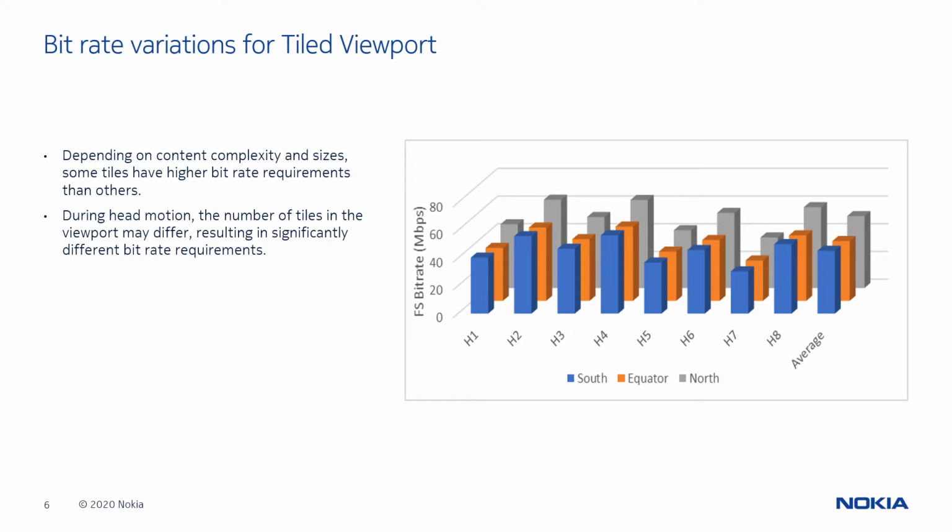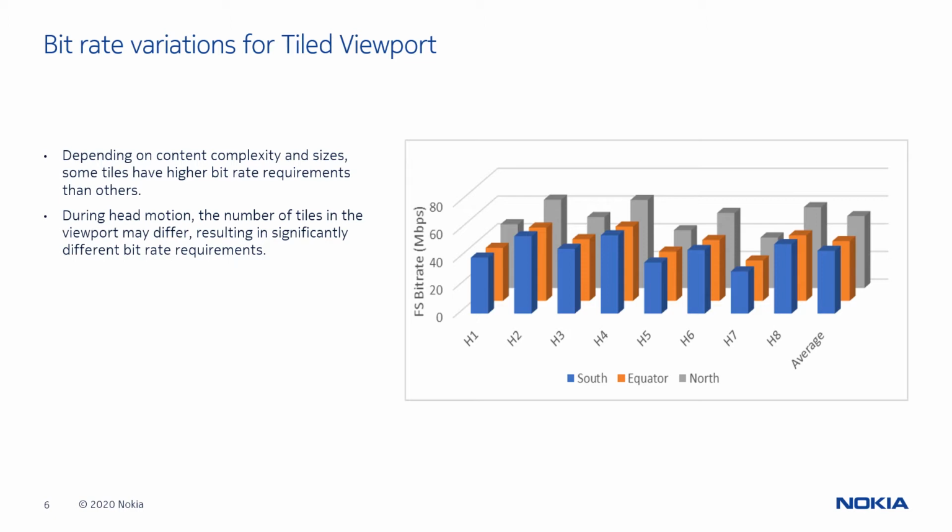The reason this did not work so well is that depending on the content complexity and the sizes, some tiles might have a much higher bitrate requirement than others. We used VBR schemes for encoding our tiles, and in addition to this, during head motion, the number of tiles in the viewport can change significantly, from as few as 2 tiles if you have larger tiles in the horizontal area, for instance, and as many as 5 tiles, or more, depending on your tiling grid.